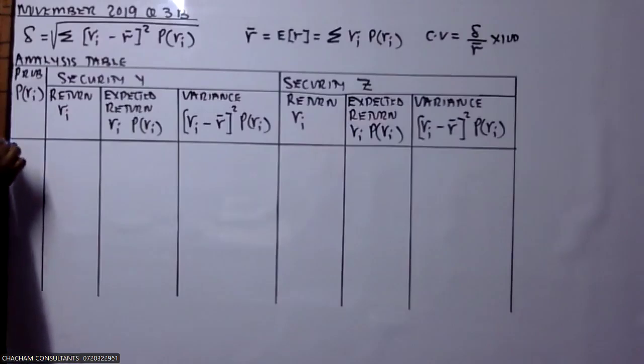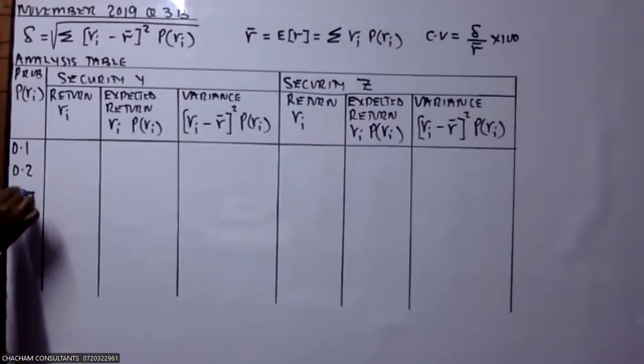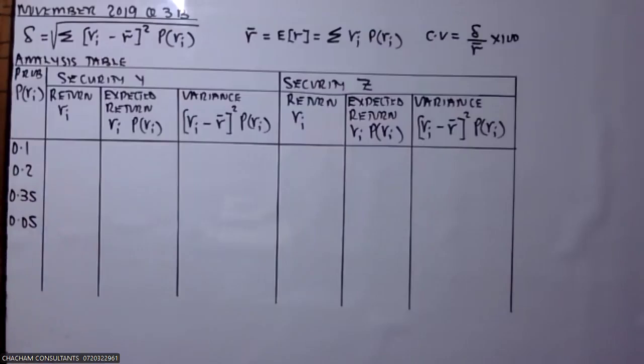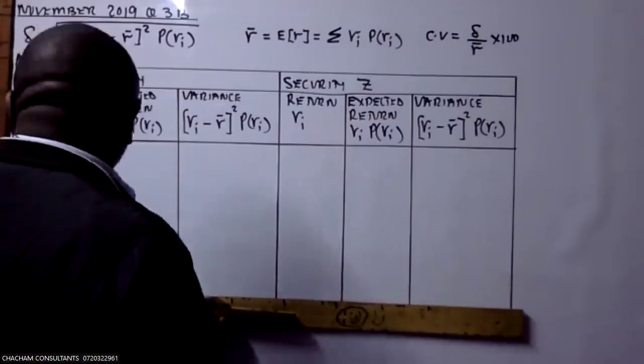0.1 here, 0.2, 0.35, 0.05, 0.15, 0.15. Then we shall get the totals.